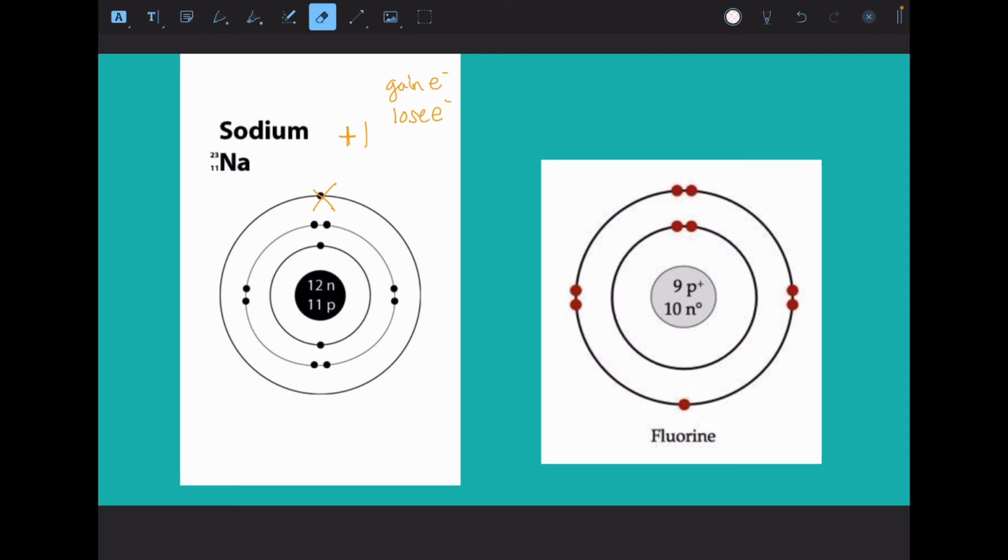And so its charge, it's now going to have 11 positives, but 10 negatives, giving it an overall net charge of +1. That's what the oxidation number means. So then let's look at fluorine. Fluorine is the same way here.